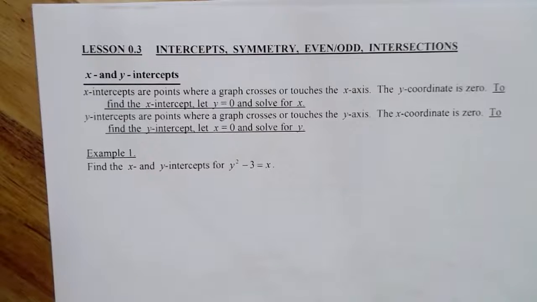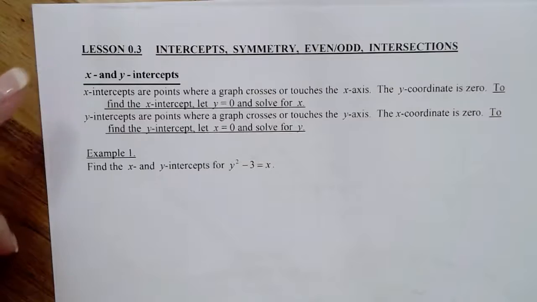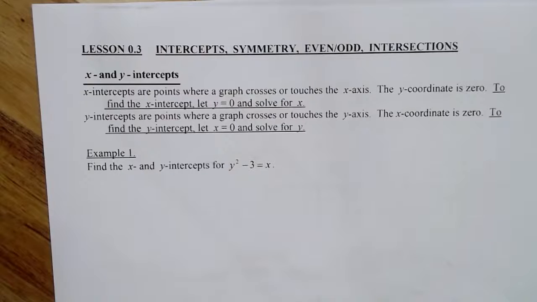Okay, we're going to look at lesson 3, intercepts, symmetry, even and odd functions, and then intersections. So this first one, we're going to look at x and y intercepts. To find an x-intercept, the y value is always 0. To find a y-intercept, the x value is always 0. So we're just going to do some substitution.